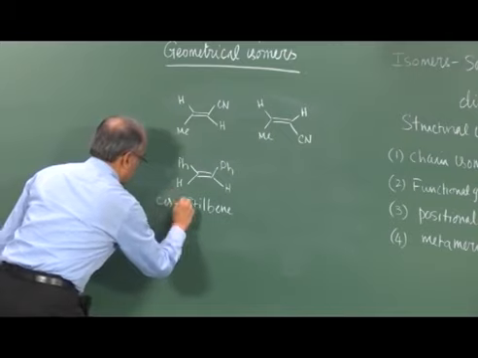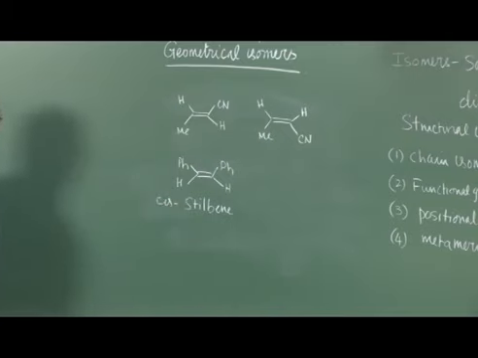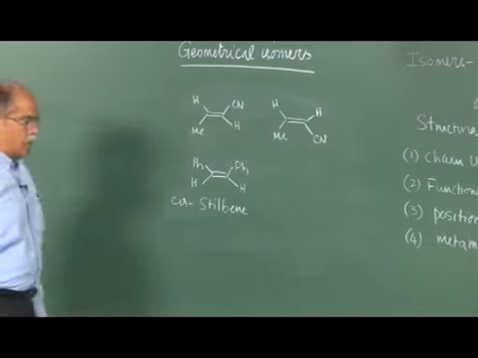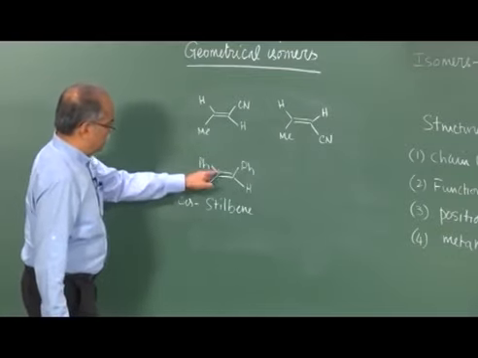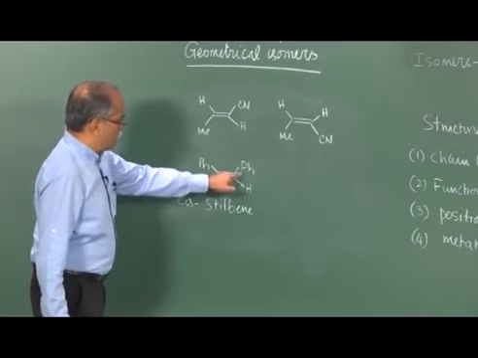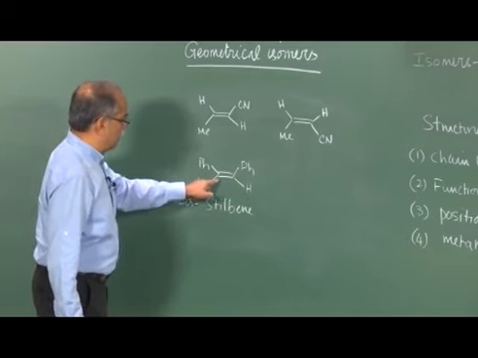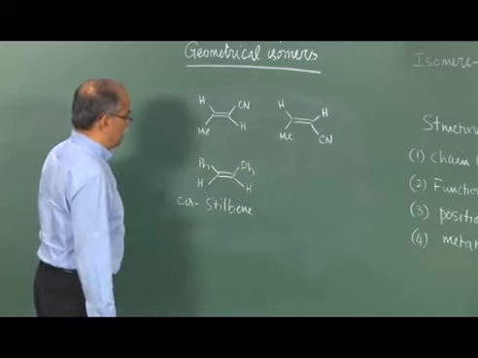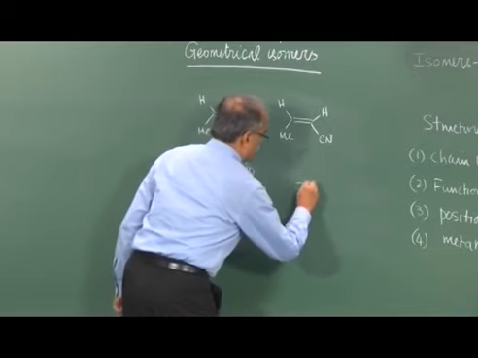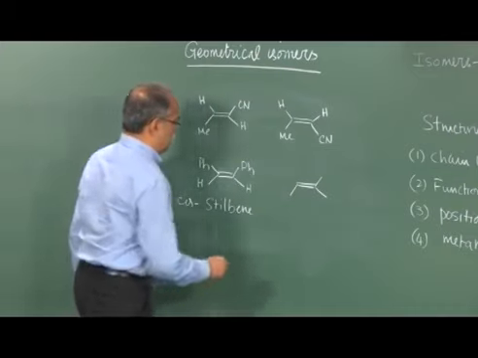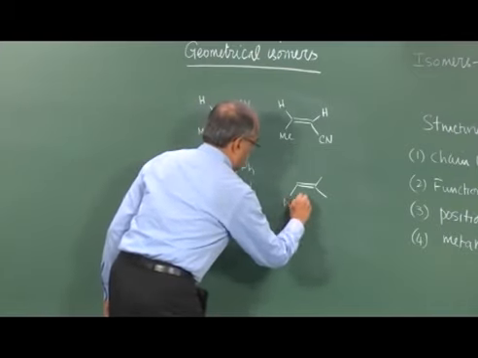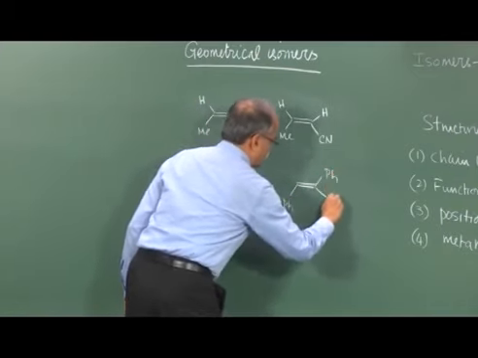Stilbene is a colloquial name or non-systematic name, for example. If you had to write the systematic name, it would be 1,2-diphenylethene, the name of this particular compound. The trivial name is stilbene in this particular case. One can also have the trans stilbene, which is this particular molecule.